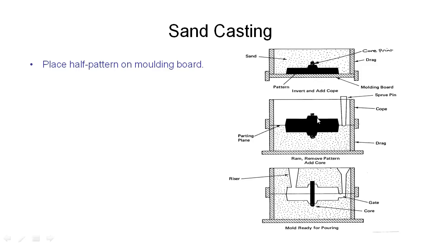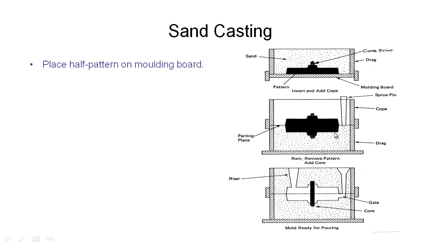So this is a wheel that we're making here, which is quite solid, and we can see that there's a bit of a boss on this wheel here, and we've also got something on the tip there called a core print, and we'll talk about that in a second. So these patterns can be made a variety of ways.